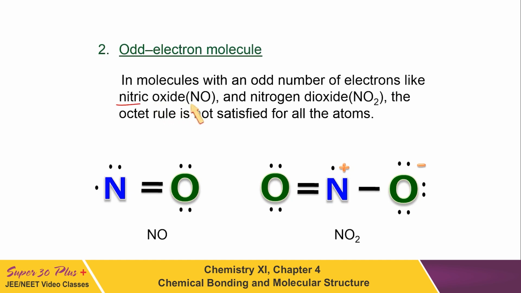Examples are nitric oxide, NO, and nitrogen dioxide, NO2. In nitric oxide NO and nitrogen dioxide NO2, the octet rule is not at all satisfied for all the atoms. You see, in NO or NO2 where an odd electron is present, they do not have electrons in an even manner, they have electrons in an odd number. So they are also exceptions of the octet rule and they are called odd electron species or odd electron molecules.